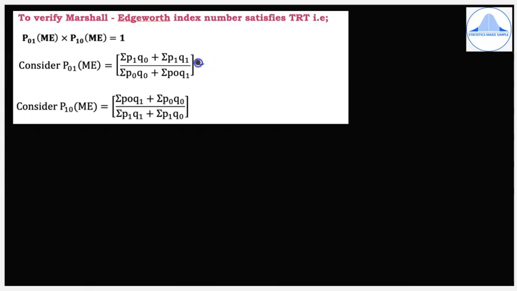So let us substitute the totals. So we have summation P1 Q0 as 1900 plus 2280 divided by 1360 plus summation P0 Q1, I think, is 1640. Okay, so this is equal to 4180 divided by 3000. Then let us write the formula for P10 of ME.